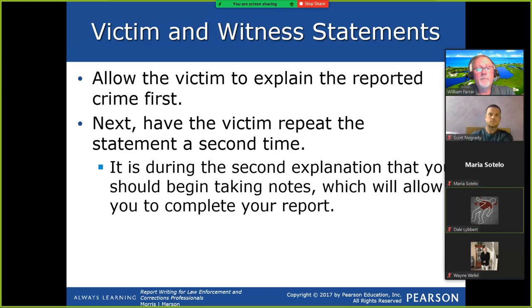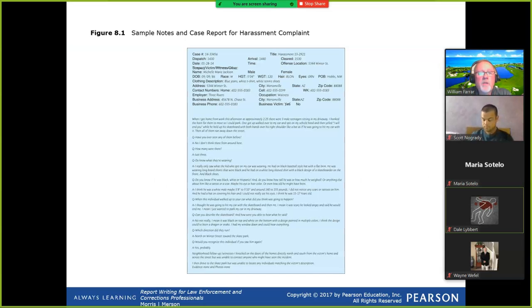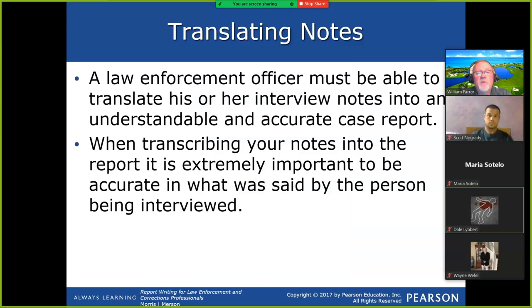Allow the victim to explain the reported crime first. We talked about that. Again, summarizing, have the victim repeat the statement a second time, and when they do that second time, that's when you can take notes. Again, it's not always perfect. You may take notes the very first time they give you a statement, and that may just be the way it is. If you're talking to somebody in the field, that's how it goes. If you have a chance to take a victim or a witness to the station, then you'll have a little bit more opportunity and time. I'm not really going to show you the sample notes from your textbook because I think you guys know what notes look like.